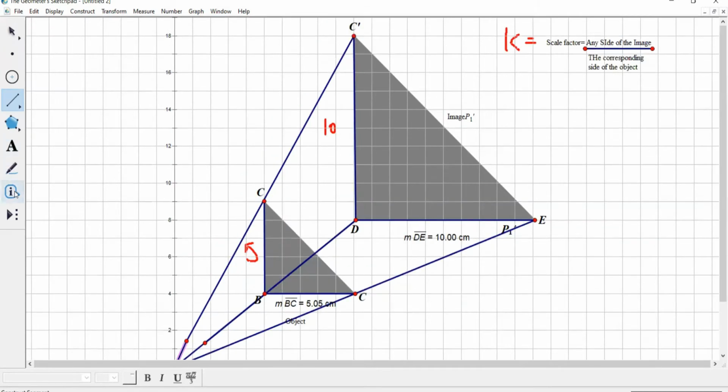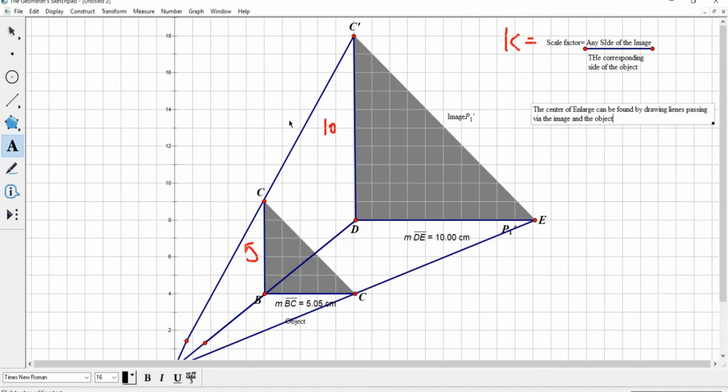All right, so just to write that in words, the center of enlargement can be found by drawing lines passing through the image and the object. That is how we find the center of enlargement. All right? That's all we need to know.